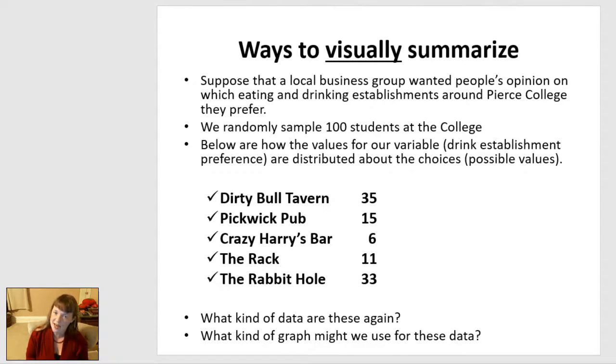It's qualitative or categorical data because I'm putting people into categories. 35 represents frequency data. It represents how frequently somebody chose the categorical outcome of Dirty Bull's Tavern. 11 for The Rack represents 11 people that chose The Rack. I'm putting people into buckets. I'm putting people into groups. I'm putting people into categories.